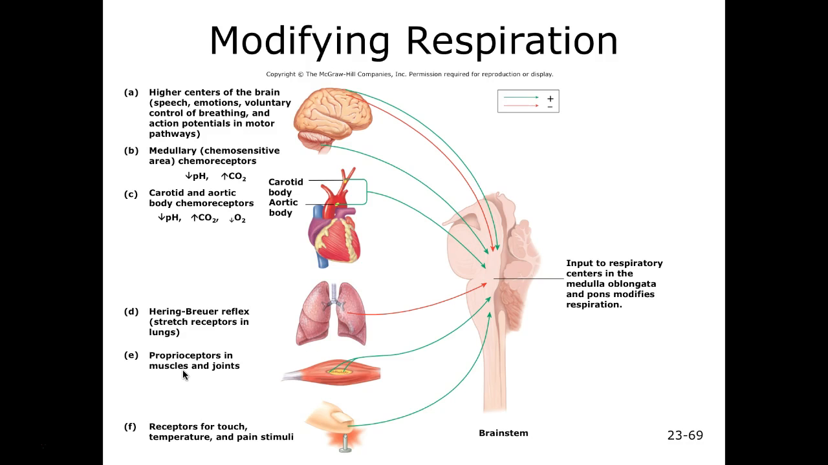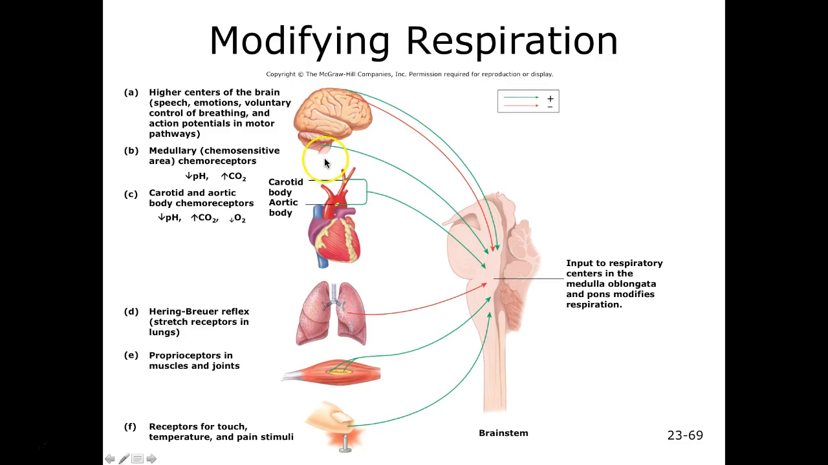This is a nice summary figure. If you look at A, where we have our brain pictured here, let me just mention this before we continue. Any of the green lines that you're seeing here represent an increase in ventilation, and anything that has the red arrow means there's a decrease in ventilation. These higher centers of our brain process speech, emotions, voluntary control of breathing, and action potentials in motor pathways, the latter dealing with our cerebellum here, and they can cause either an increase or decrease of our ventilation.